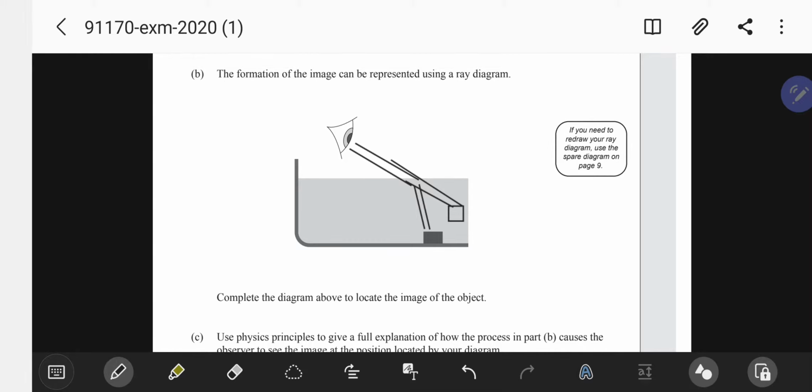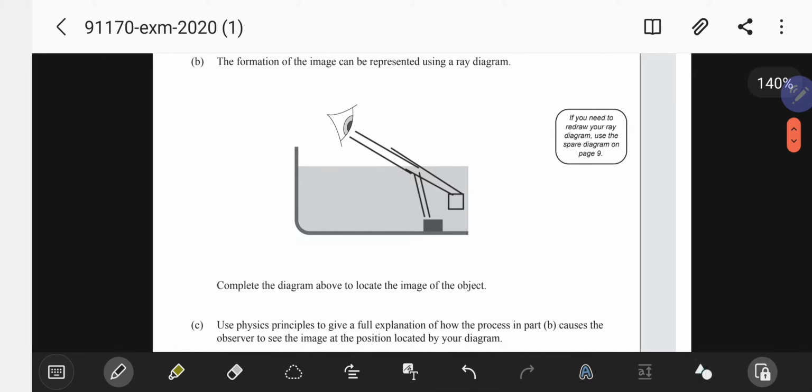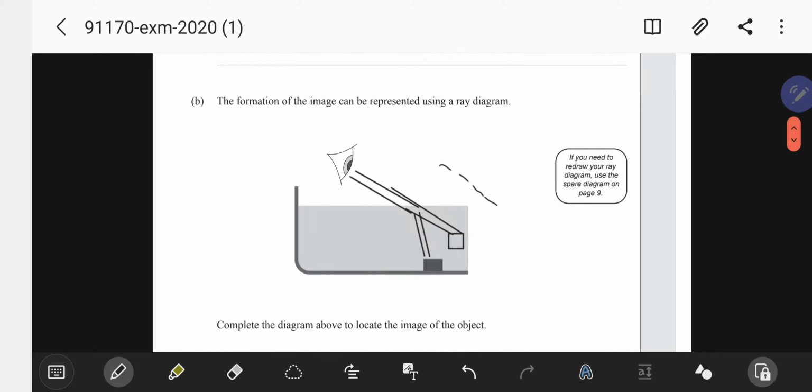Something like that. So, yeah. I think they're meant to be dotted lines, like the lines would need to be dotted over here, but anyway.